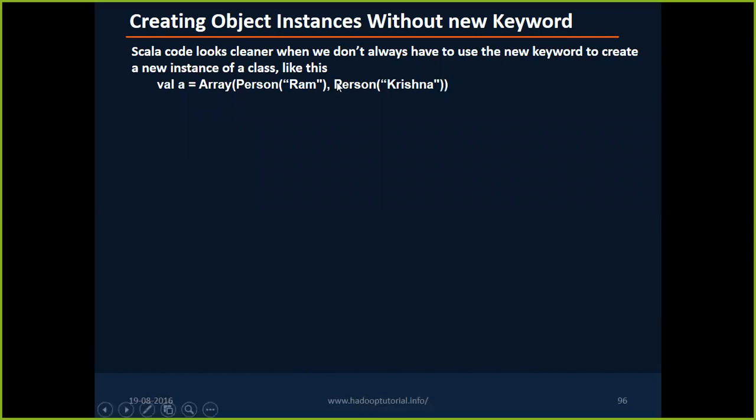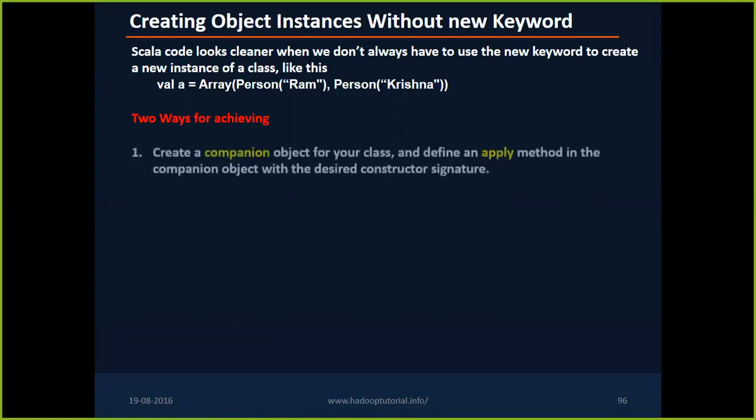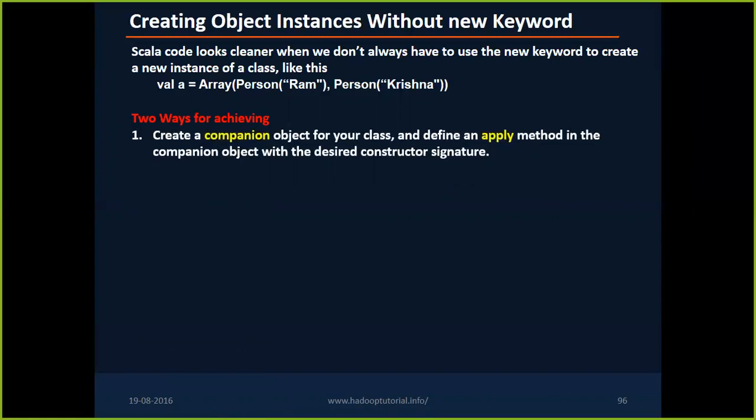It seems like repeating, right? Person Ram, Person Krishna, Person Shiva. That way you will be able to understand this is an array of persons, and you are dropping that new keyword. To achieve this functionality, you have two ways in Scala. One is writing an apply method inside the companion object, and second is using case classes. What does a case class mean? We'll see next. First, let me complete the first part of the explanation.